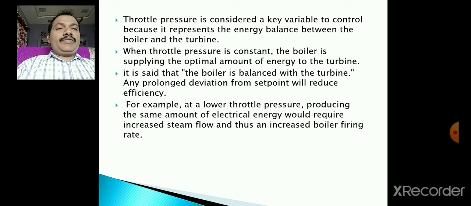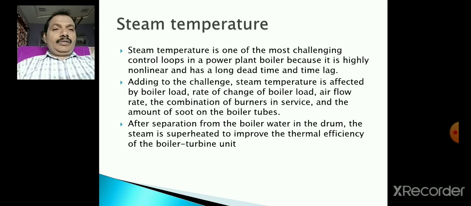Any prolonged deviation from the set point will reduce efficiency. So, for example, at a lower throttle pressure, producing the same amount of electrical energy would require increased steam flow and thus an increased boiler firing rate. So that is the pressure measurement.